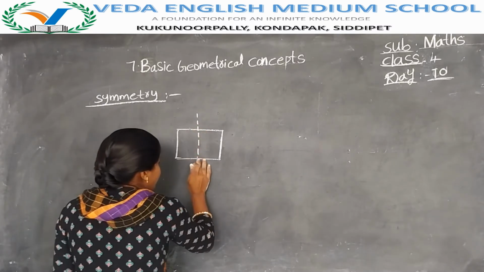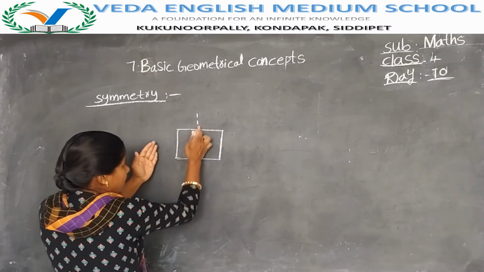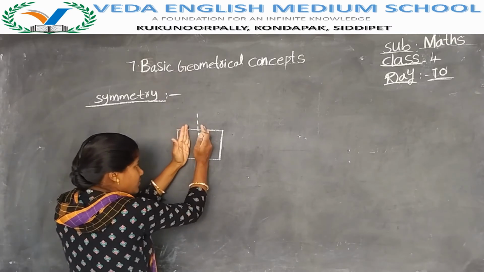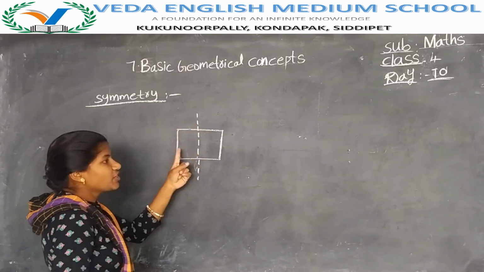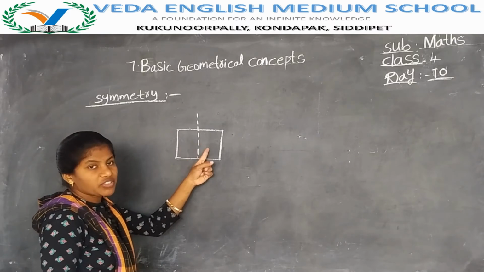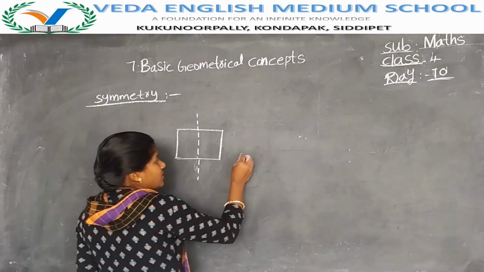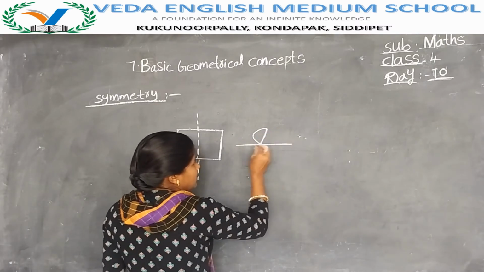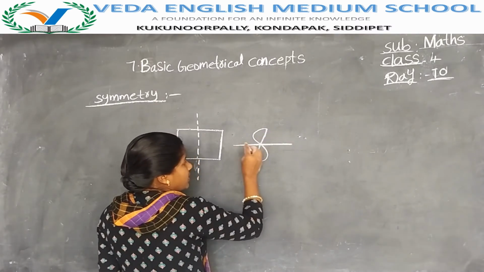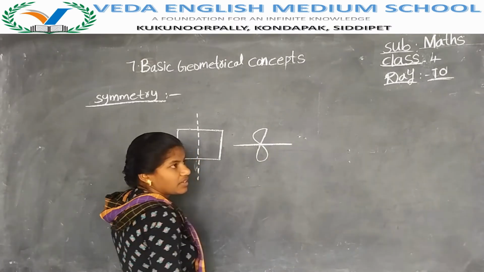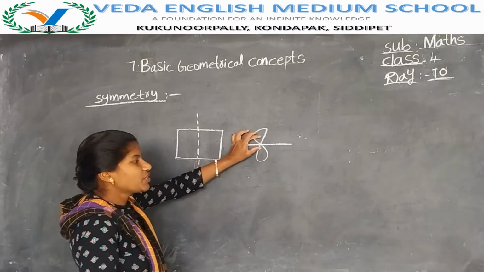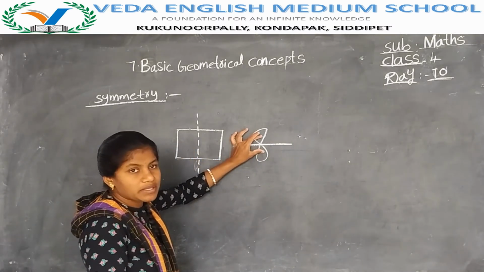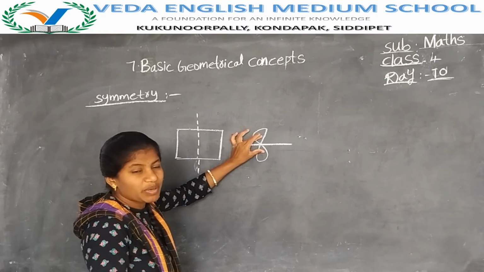Now this square has symmetry. This line divides this figure into two equal halves. A line which divides a figure into two equal halves is called symmetry. Like this. For example, if I have taken 8, this line divides this 8 into two equal parts. So it is a symmetrical line. Like this. A line which divides a figure into two equal parts is called symmetry.